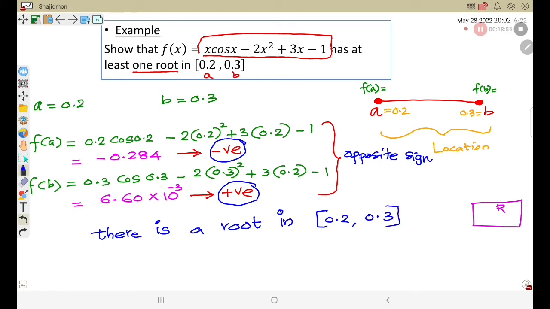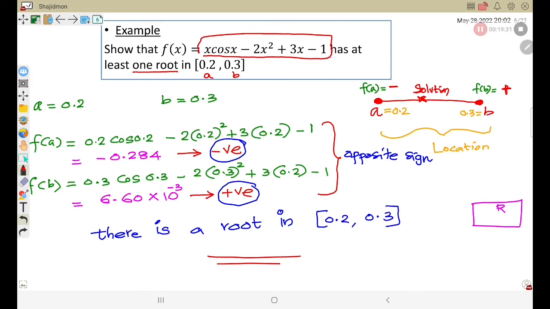Correct? I can show it here on the side also: f of a you are getting negative, f of b you are getting positive. So our answer is in between these two numbers, and we need to find it. Our solution is in between these two numbers a and b. This is what we call the location. For checking the location of a root, we can use the intermediate value theorem, just to check whether f of a and f of b have opposite signs or not. I hope you understood this question.